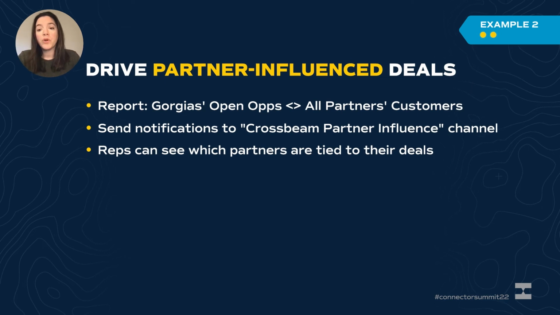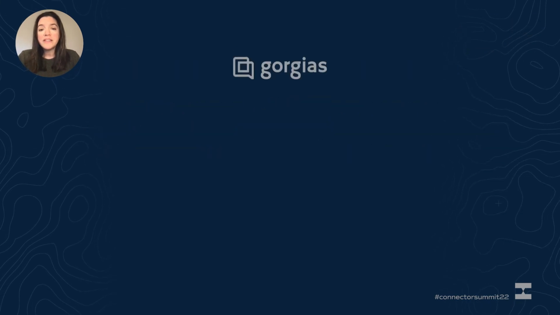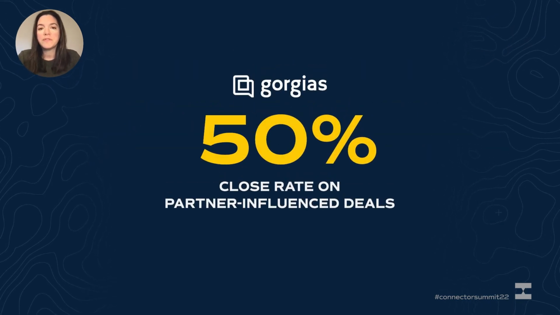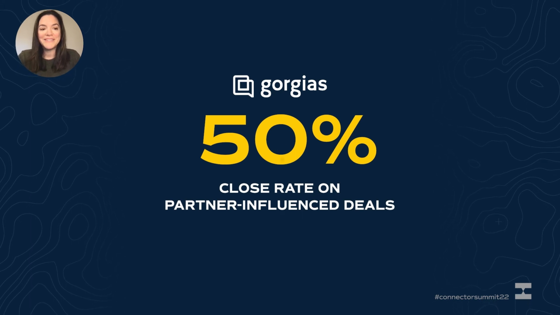This way, reps can work with those partners to get intel on the account or ask their partners to put a good word in on their behalf. Using this process, Gorgeous is seeing a 50% close rate on partner influence deals. Now let's hear how Thomas Flachet is sourcing EQLs for his team.